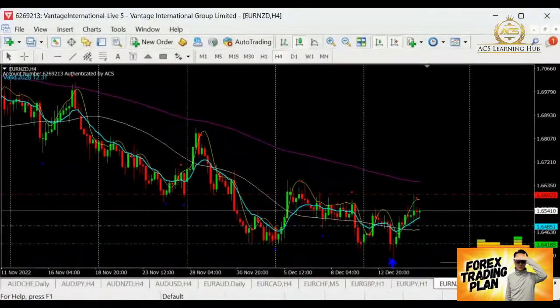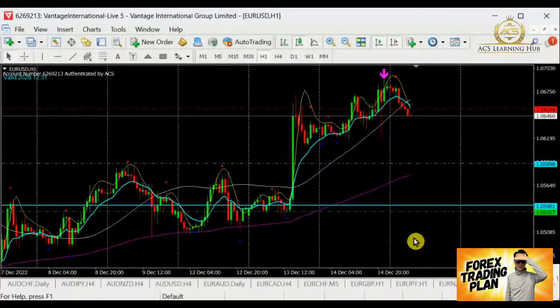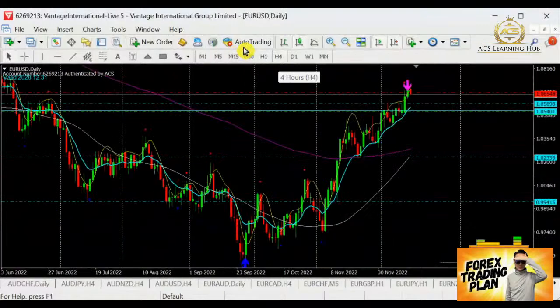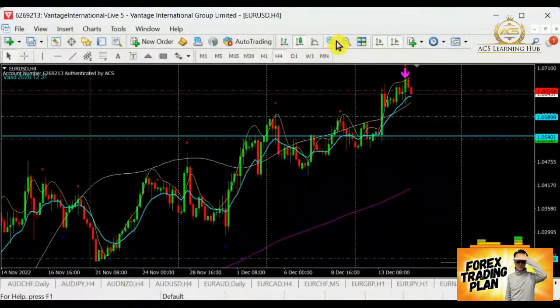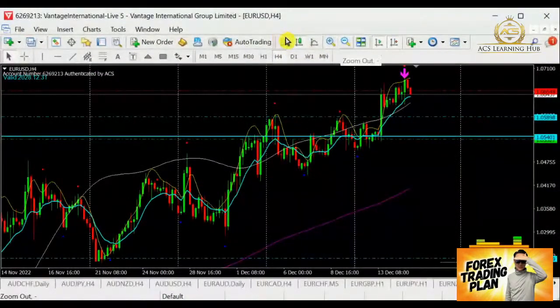Euro dollar, meow meow. I hope you're still here. All right. So for Euro dollar as a whole, Euro dollar is still in the bull. Well, for today, I see that the bull is coming back for a retest to search for a support.